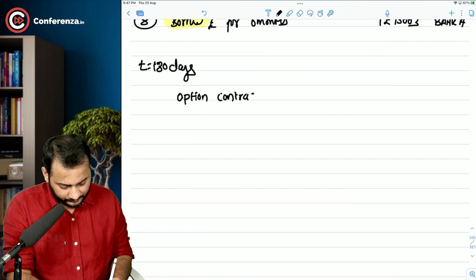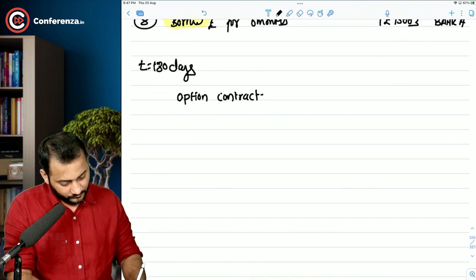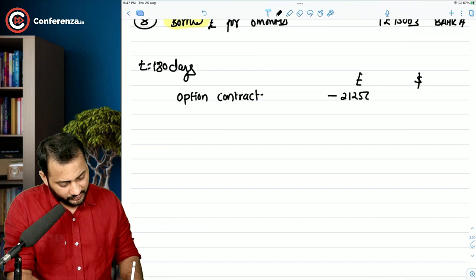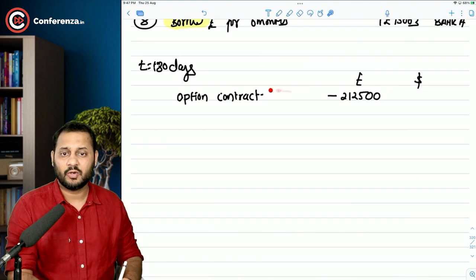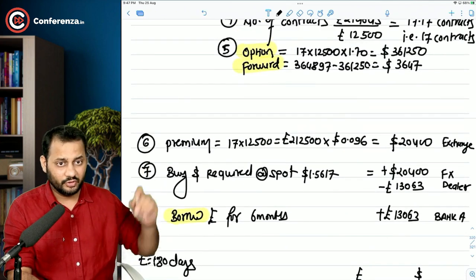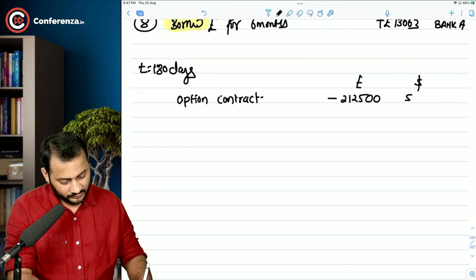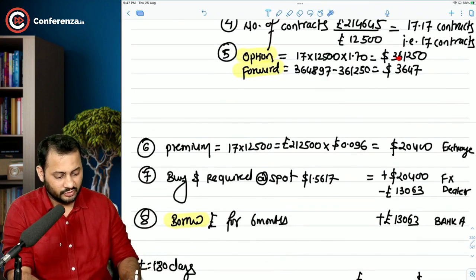That means you will pay 2,12,500 pound. Pay means you will sell 2,12,500 pound. You had the option to sell this pound, you will sell it, and in return you will receive $361,250. Am I right? This was the contract. $361,250 by paying this much.